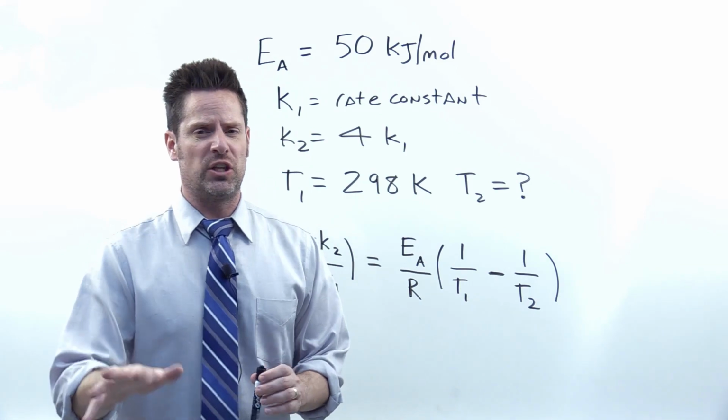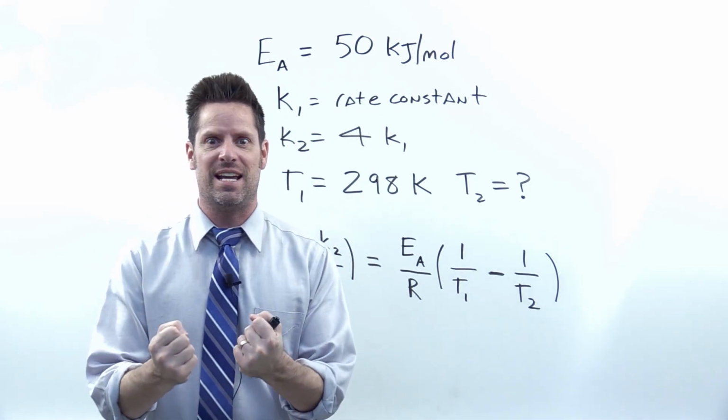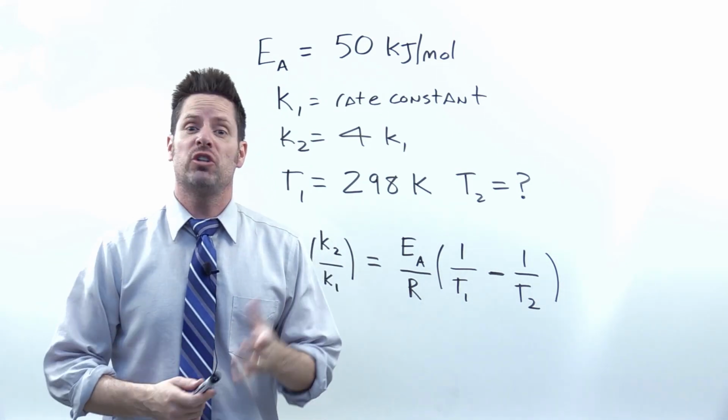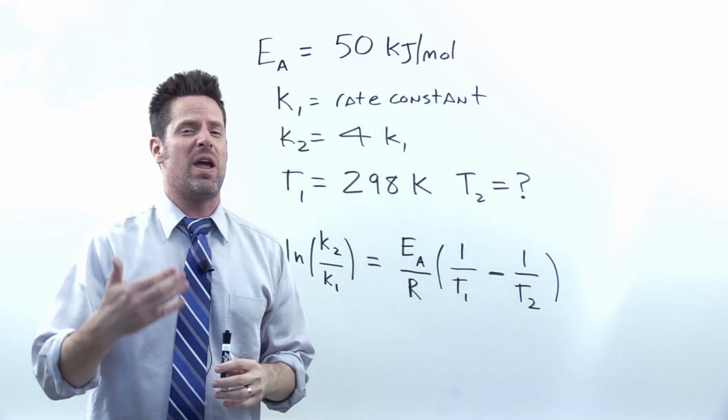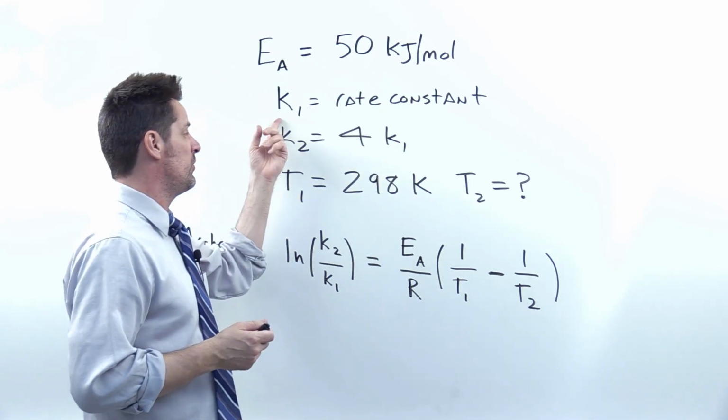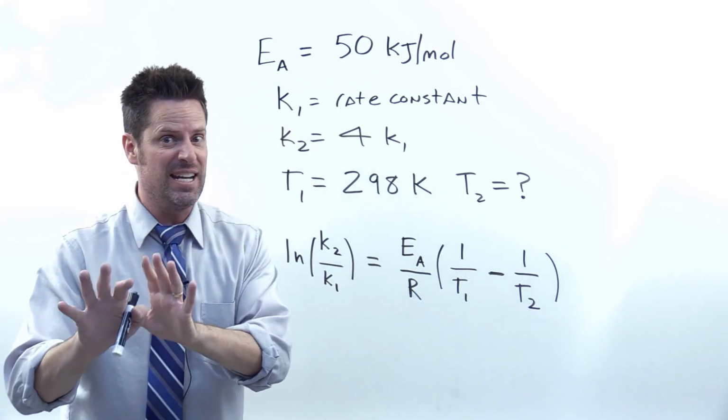So I readily acknowledge that this is a question where you read it and it seems dizzyingly complicated. To help us though, I just started by writing down all of the information provided. It gives us an activation energy. It tells us that we have a rate constant, and I'm just going to use the term K1 here to represent that initial rate constant.